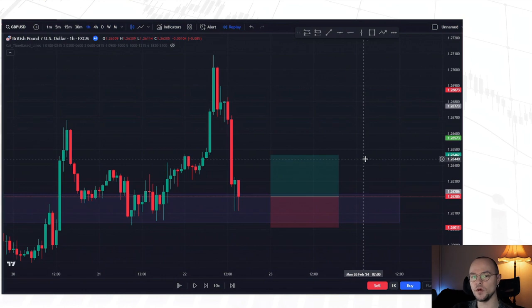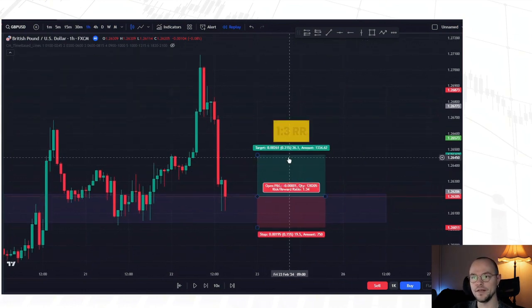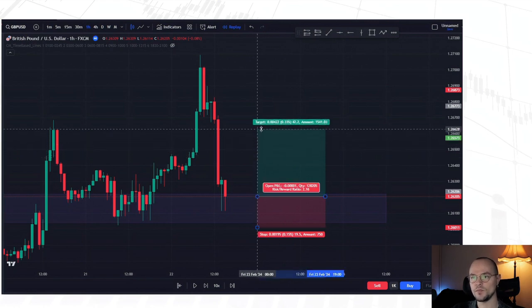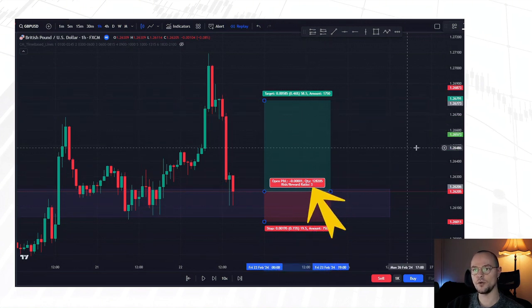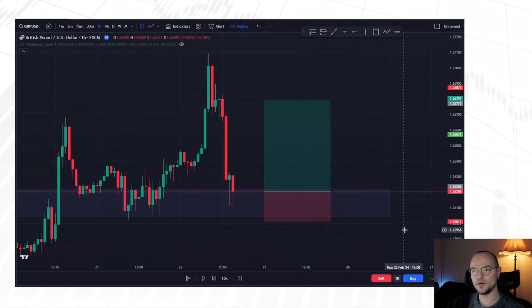So I want this to be a 1-to-3 risk to reward trade. So how do I do that? Well, my reward needs to be 3 times the size of my stop loss. So we can do that right away. As you can see on this tool, we already have something here that shows us that our risk to reward ratio is 3. This is how big my target will have to be to have a 1-to-3 risk to reward ratio. My reward is 3 times as big as my stop. So there you have it. It's super nice and simple.